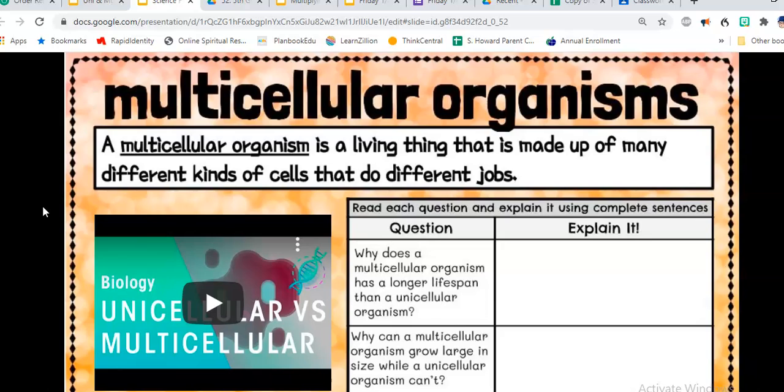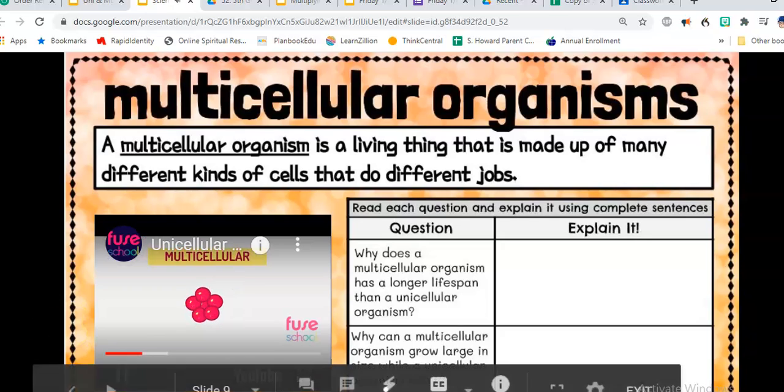And then the second question, why can a multicellular organism grow large in size while a unicellular organism can't? So multicellular organisms like people and trees and elephants, they can get very large, but those amoebas and parameciums, they're microscopic. They stay small. Why is it like that? All right, so those are the two things that we're going to be looking to answer in this video.